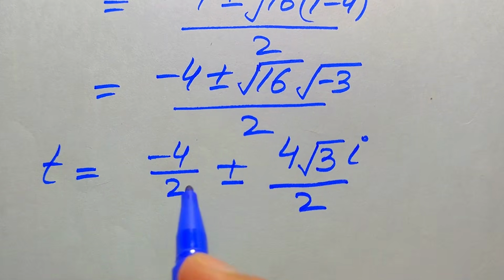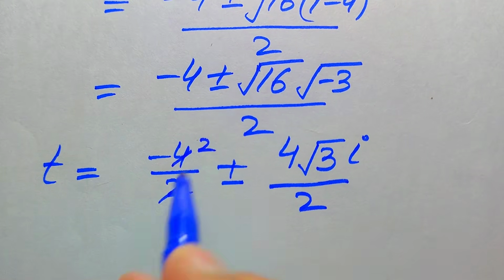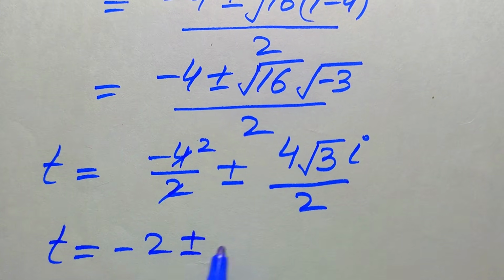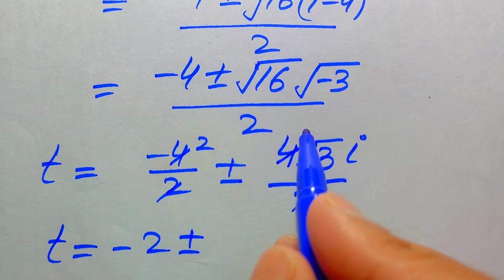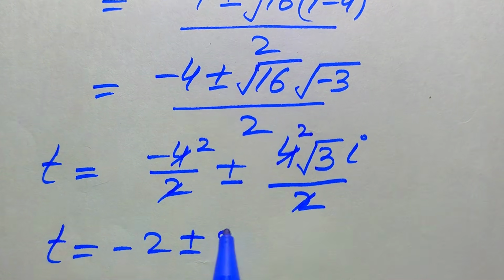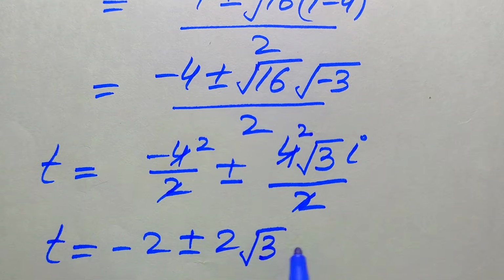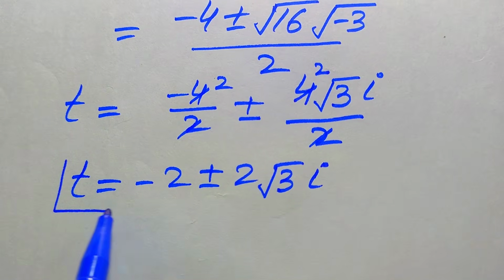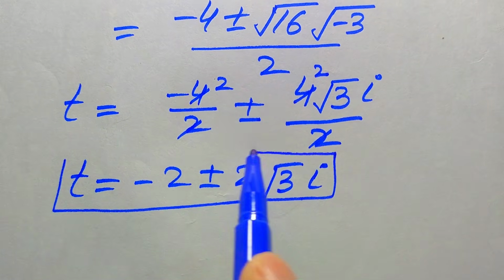So we need to cancel these terms, and we have 2 times 2 becomes 4, and we obtain t equals minus 2 plus minus. These are also cancelled out by each other, and we get 2 times 2 becomes 4, and we get here 2 times square root of 3 into iota. So these are the other two complex roots of the given equation.